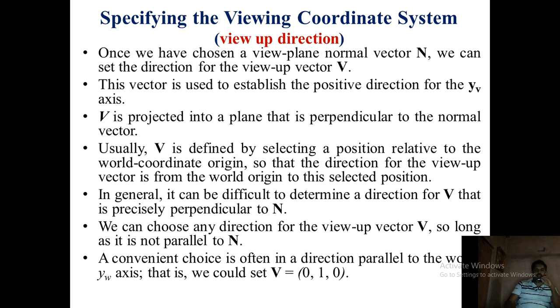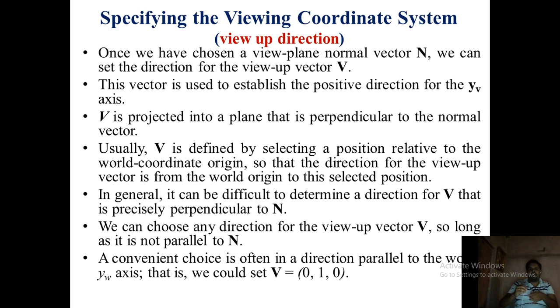Then v is projected onto the plane that is perpendicular to the normal vector, right? The normal vector is like this, v is like this, and v will be projected here. The normal vector is from this projection plane, then v will be like this, and v will be projected onto this plane, right? That is what it is.